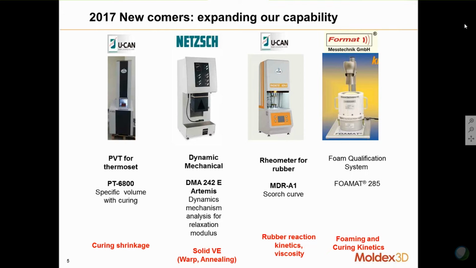We also welcome a few newcomers to our characterization family. What we have here is another machine called PVT for thermoset materials. But instead of the pressure and the temperature, what we have added here is the specific volume as a function of curing. So this will tell you the curing shrinkage as a function of temperature and as a function of time. And the next instrument is dynamic mechanical analysis.